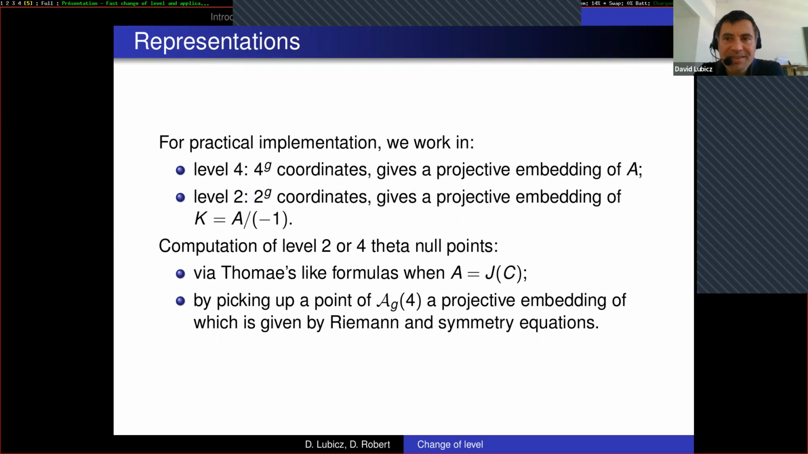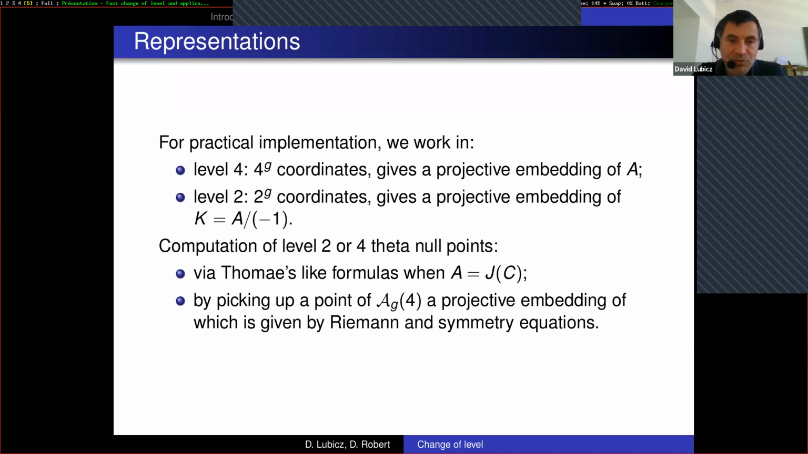So in terms of representation, in practice, as I told you, the Abelian variety will be given by their theta null point. In practice, we want to work with the smallest possible level because we want to have the more compact representation of the object, and we have to deal with even level because we need to use Riemann equation to represent our Abelian variety and compute arithmetics on it.